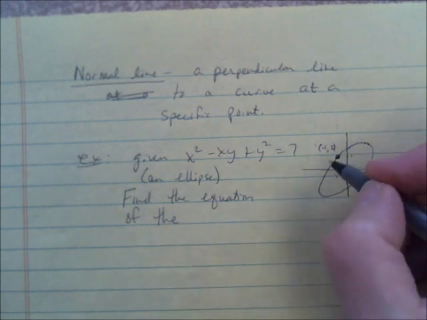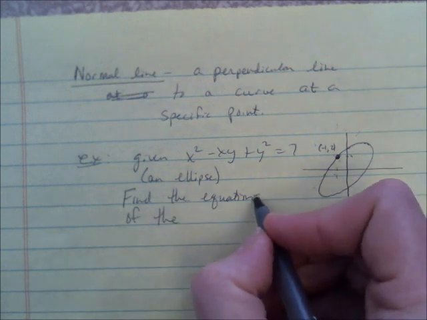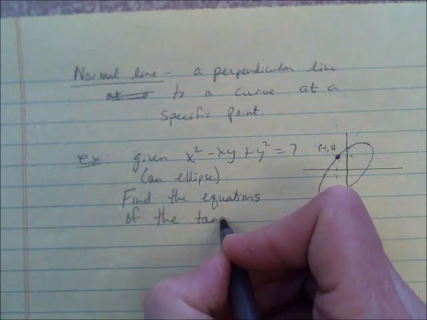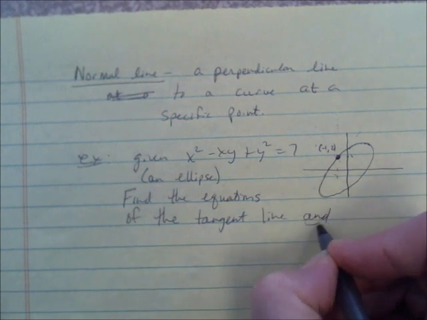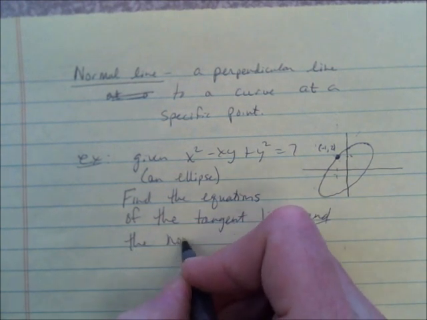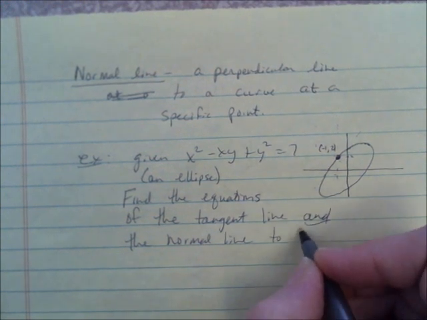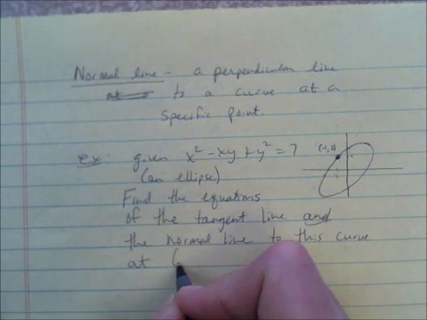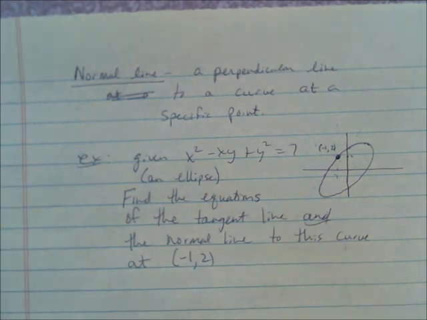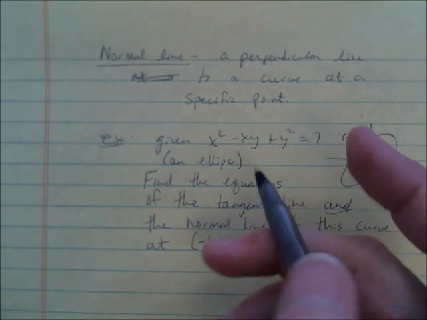Let's do two lines. Let's do the tangent line at -1, 2, and then let's do the normal line. So let's find the equations of the tangent line and the normal line to this curve at the point -1, 2. What this is all about is finding the slope.